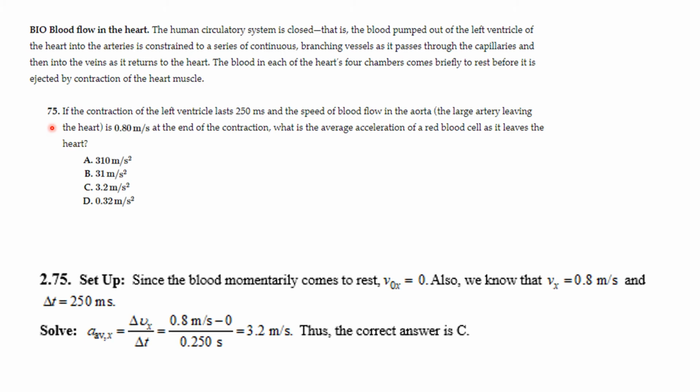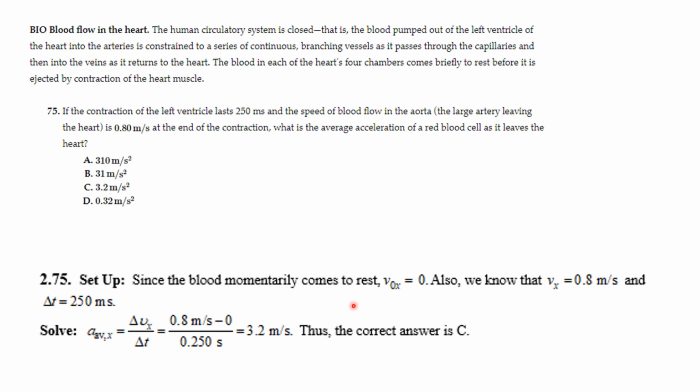If the contraction of the left ventricle lasts 250 milliseconds and the speed of blood flow in the aorta, the large artery leaving the heart, is 0.8 meters per second at the end of the contraction, what is the average acceleration of a red blood cell as it leaves the heart? And you have some choices. All of these are in units of acceleration, meters per second squared.